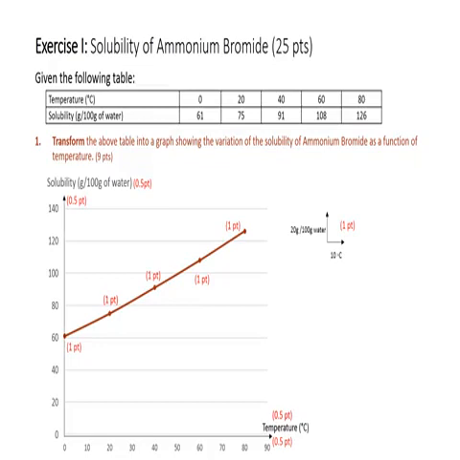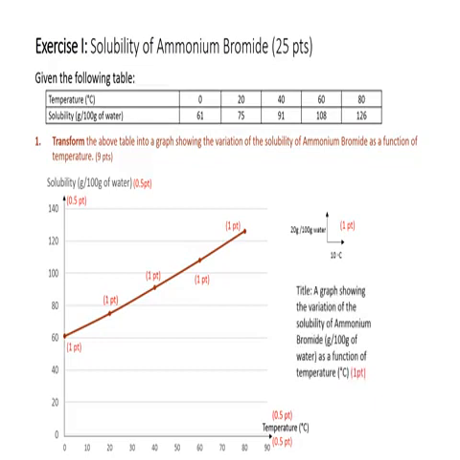The third point is (40, 91), the fourth is (60, 108), and the last one is (80, 126). So these are the points. Then I'll connect the points with a line or a curve. Here it will be a line. I should connect them without using a ruler, okay? For each point, you will take one point. And don't forget to write the title.